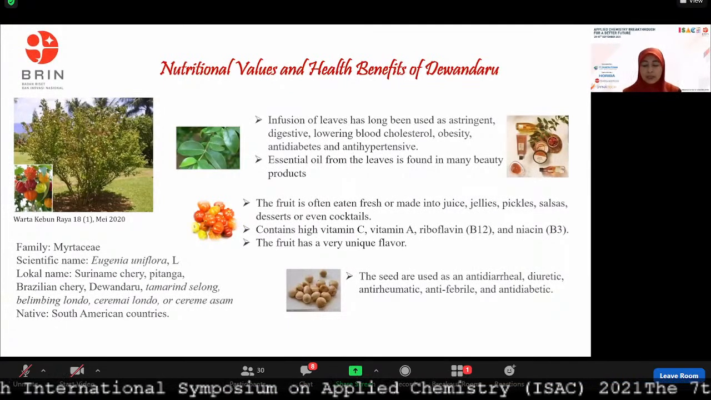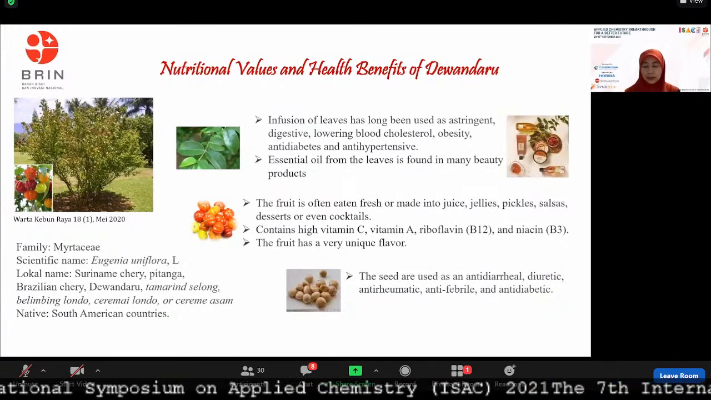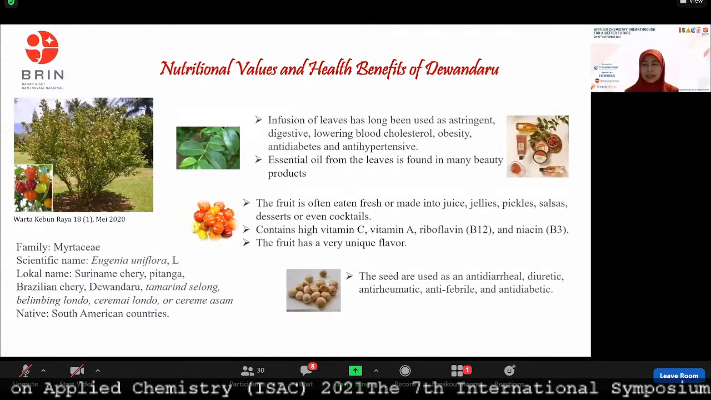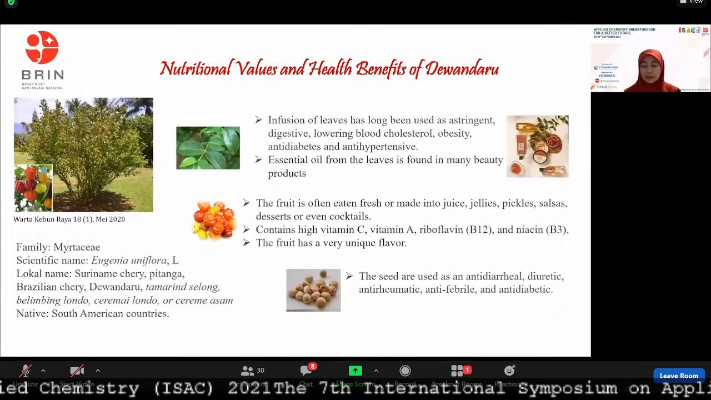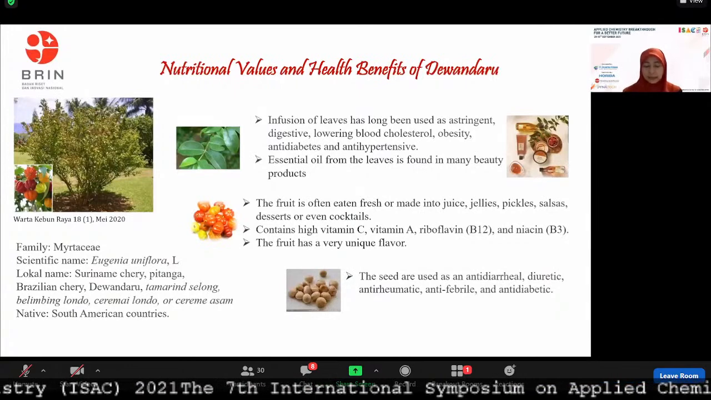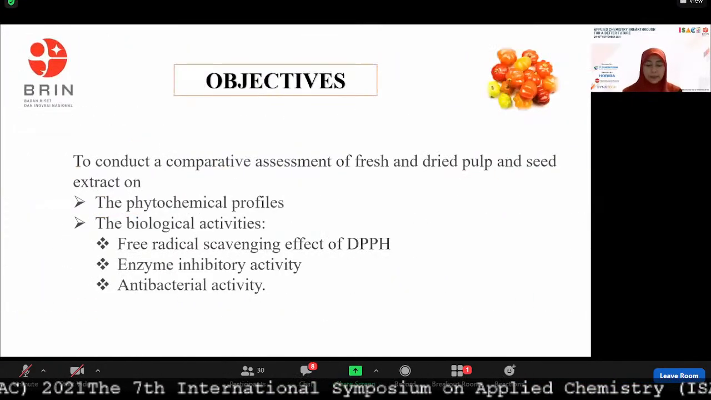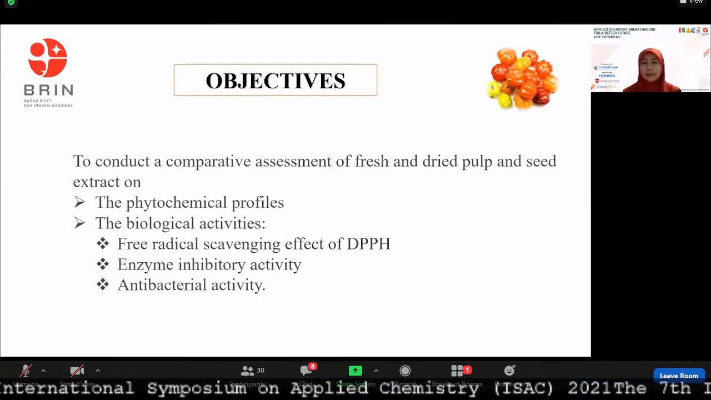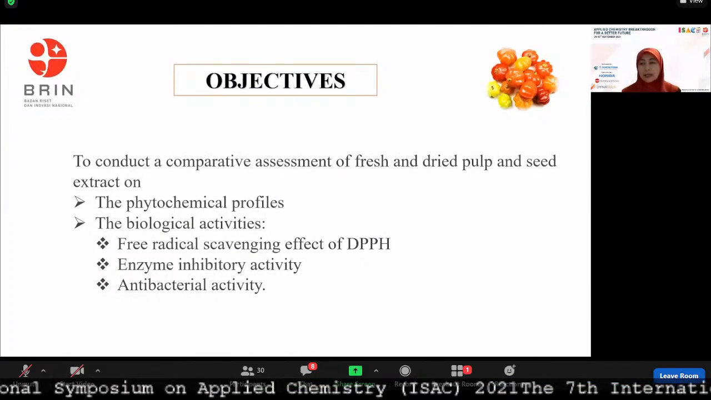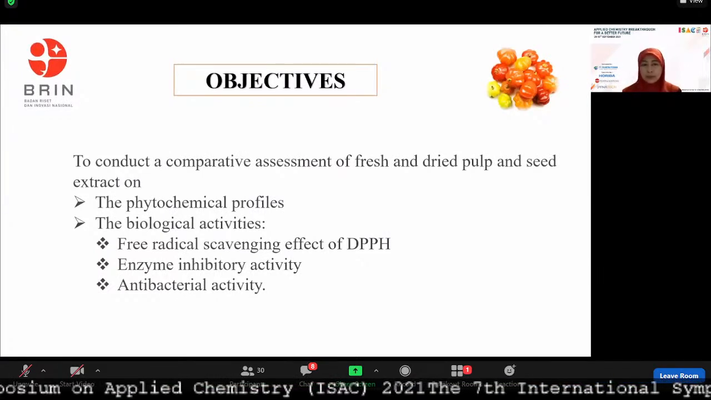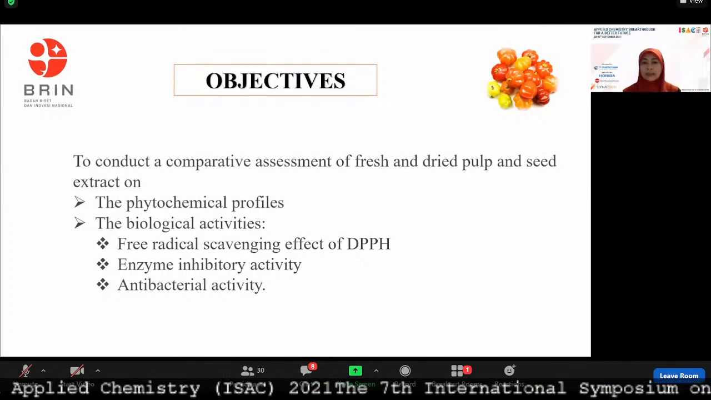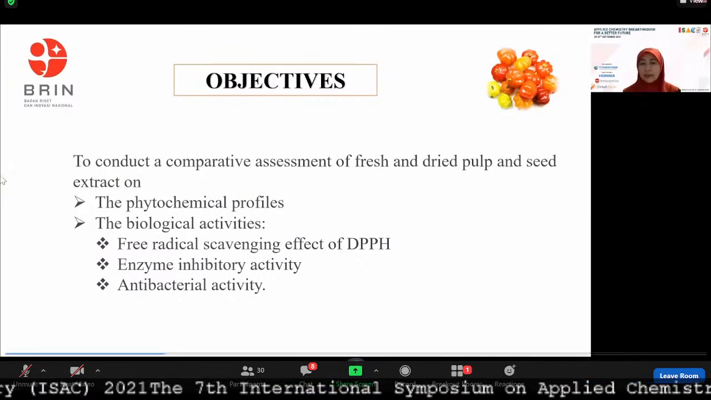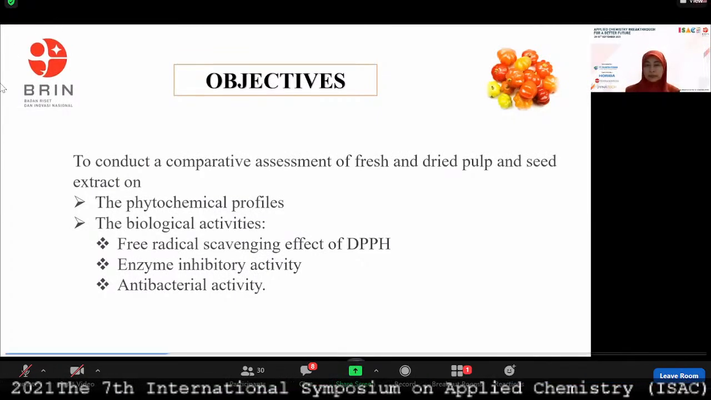More recently, scientists have become more interested in Dewandaru. However, Dewandaru fruit is not widely known in Indonesia, and studies related to the pharmacological properties of the fruit extract are limited. Therefore, the objective of this study is to conduct a comparative assessment of fresh and dry seed and pulp on the phytochemical profile and the biological activity, including free radical scavenging effect on DPPH, enzyme inhibitory activity, and also antibacterial activity.